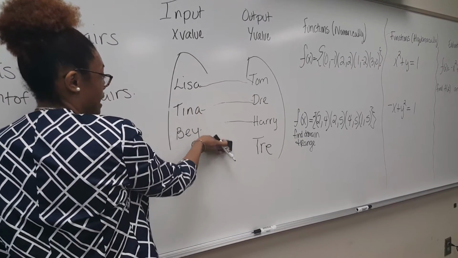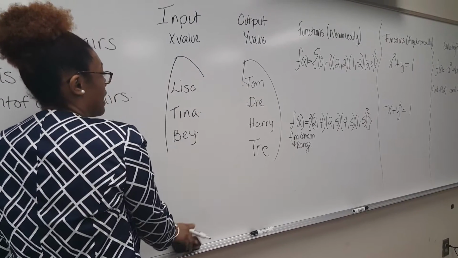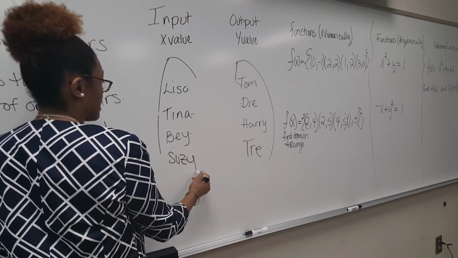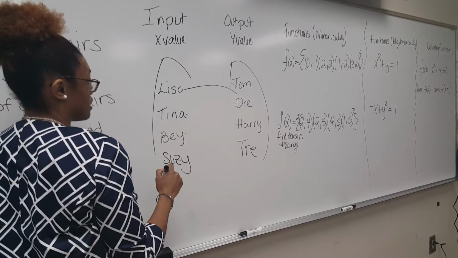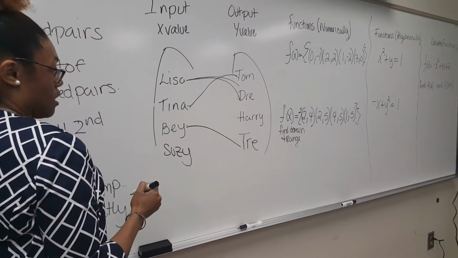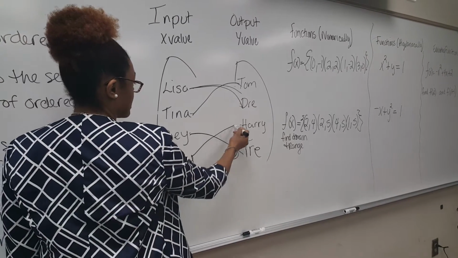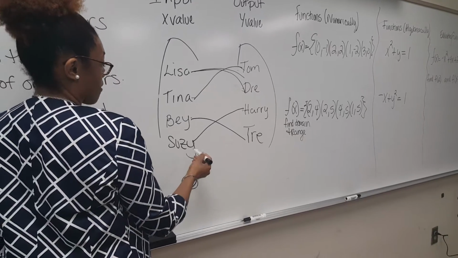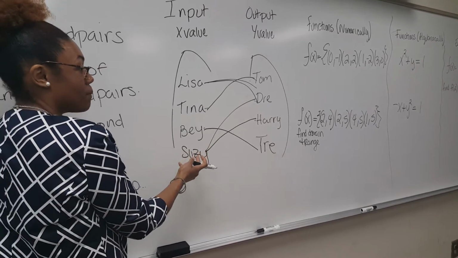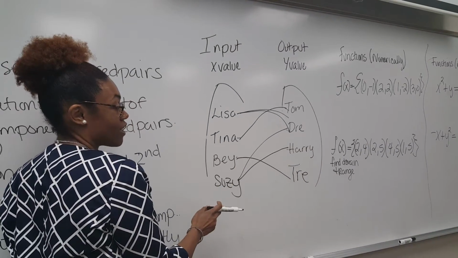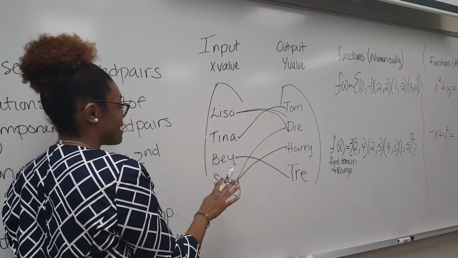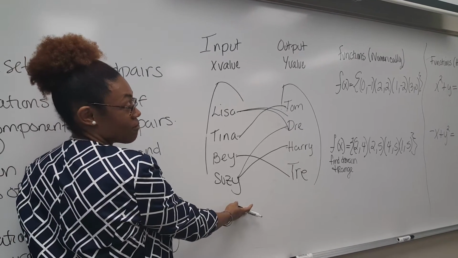Let me give you another example of a function. Let's say Lisa's going with Dre, Tina's going with Tom, Bay is going with Trey, and Susie is going with Harry and Dre. Because Susie is going with two people, this would be considered not a function. It's not okay if a woman is going with two individuals. She's a little bit out there, shall we say.